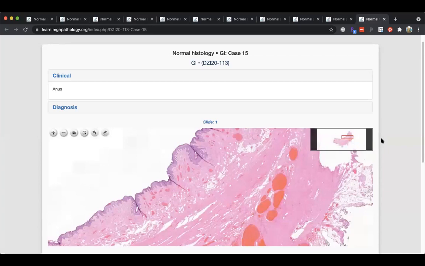So that concludes our quick journey through the tubular gut from the esophagus all the way down to the anus. And I hope I've covered some normal histology elements that will be helpful for you on your rotation. Good luck and thanks for listening.